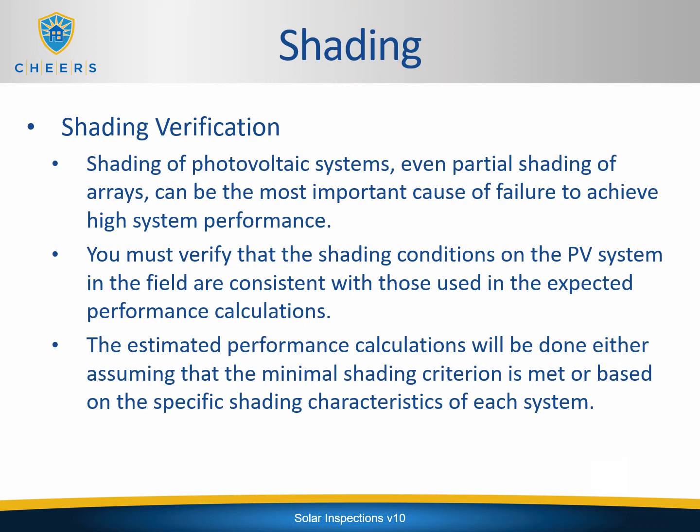Shading of photovoltaic systems, even partial shading of arrays, can be the most important cause of failure to achieve high system performance. You must verify that the shading conditions on the PV system in the field are consistent with those used in the expected performance calculations. The estimated performance calculations will be done either assuming that the minimal shading criterion has been met or based on the specific shading characteristics of each system.